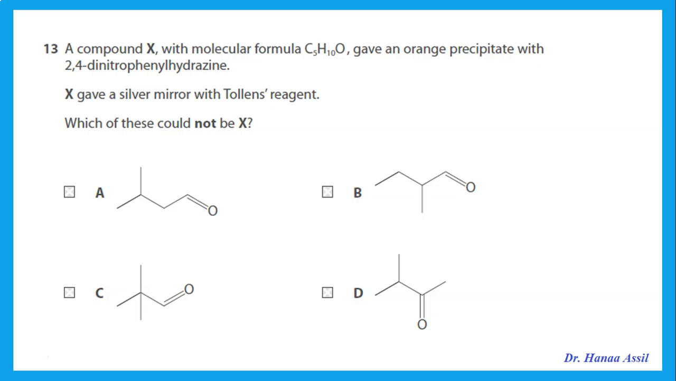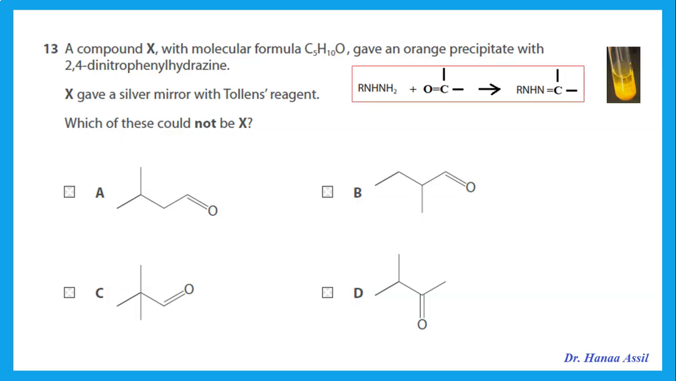A compound X with molecular formula C5H10O gave an orange precipitate with 2,4-dinitrophenylhydrazine, and it gave a silver mirror with Tollens reagent. Which of these could not be X? Well, let's see. X gave orange precipitate with 2,4-dinitrophenylhydrazine. Which kind of compounds do that? Remember, this is a test for aldehydes or ketones. So from that first reaction, X could be an aldehyde or a ketone.